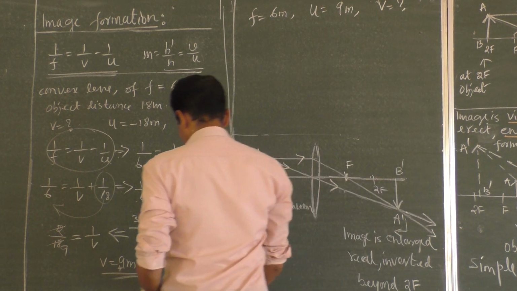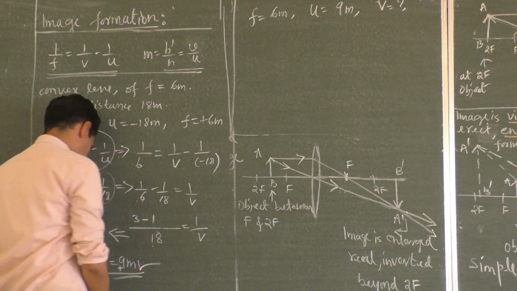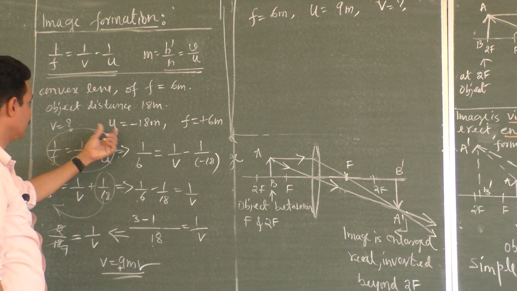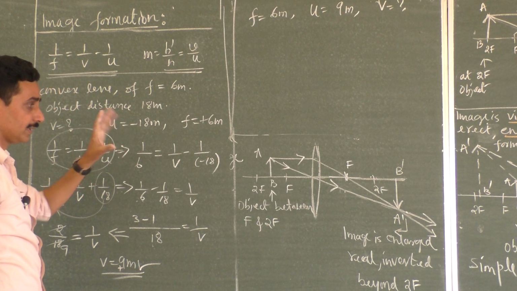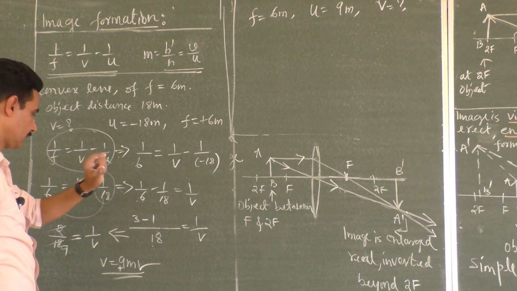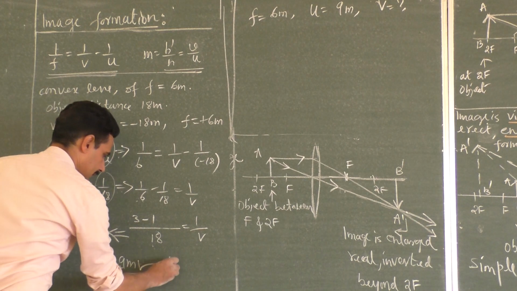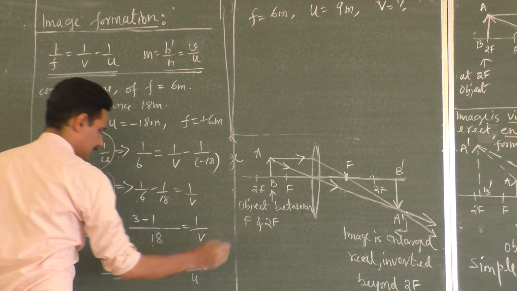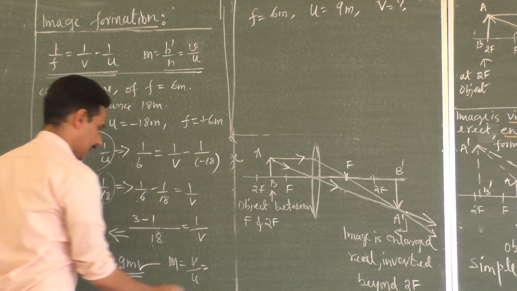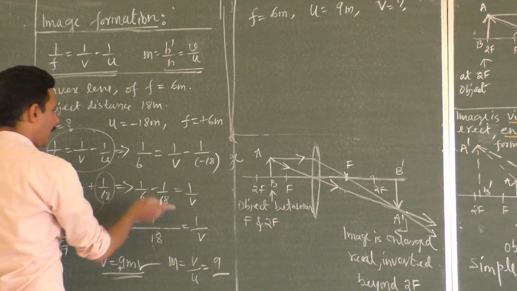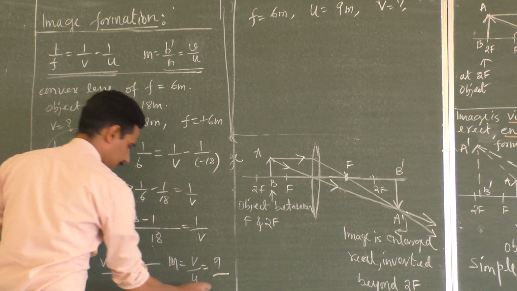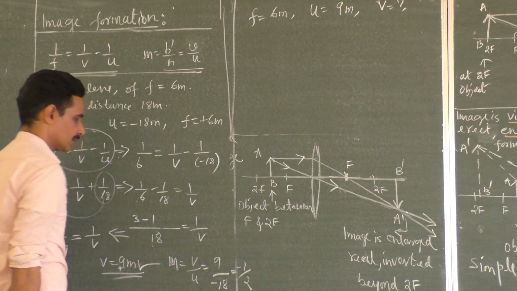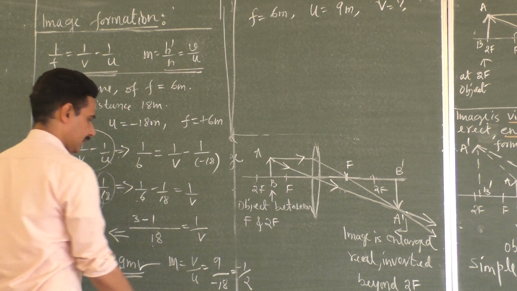Of course. And here you see, coming back to the previous problem, one thing I have forgotten. The object is beyond 2F, the image is between F and 2F, and it is diminished. Anything between F and 2F is diminished. How do you prove that? M is equal to V by U, that is equal to image distance 9, U object distance, that was minus 18, that is equal to minus half. Am I right? Minus half means minus 0.5.